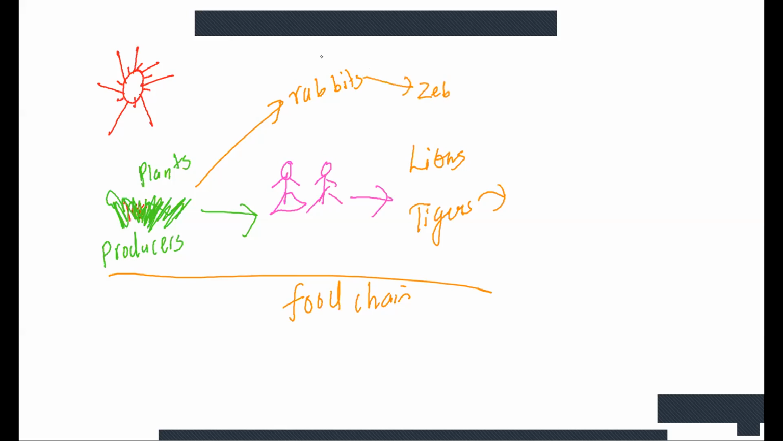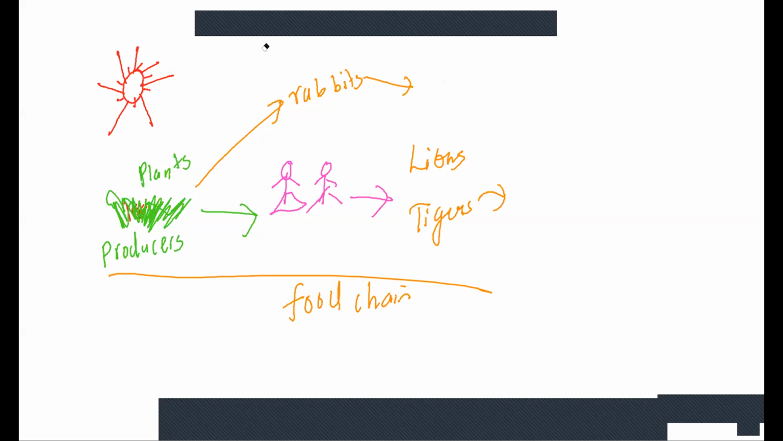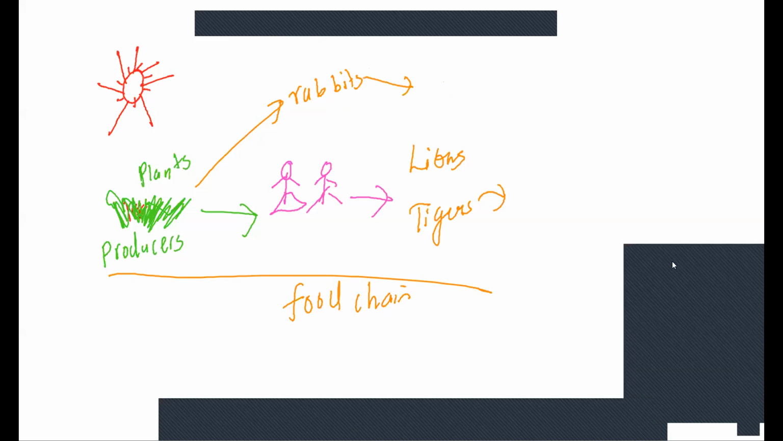No, no, no, no. Zebras are eaten by lions or tigers. Miss, rabbits are eaten by snakes. Snakes, really? No, no, no. I don't think so. Really? Think, Miss, yes.